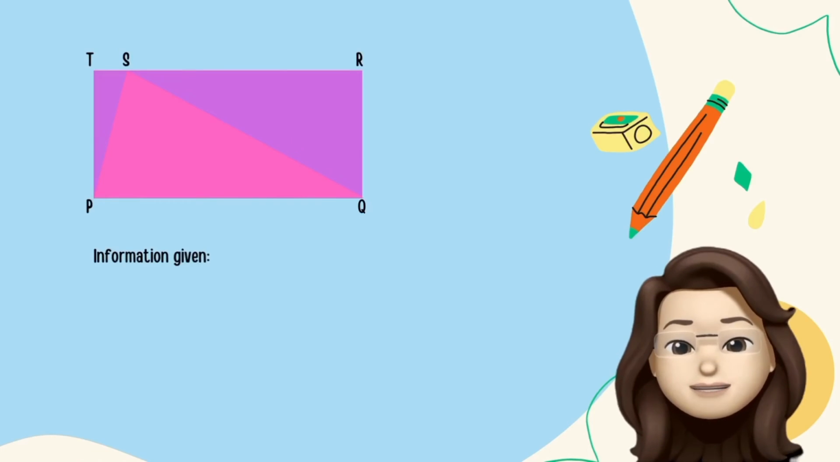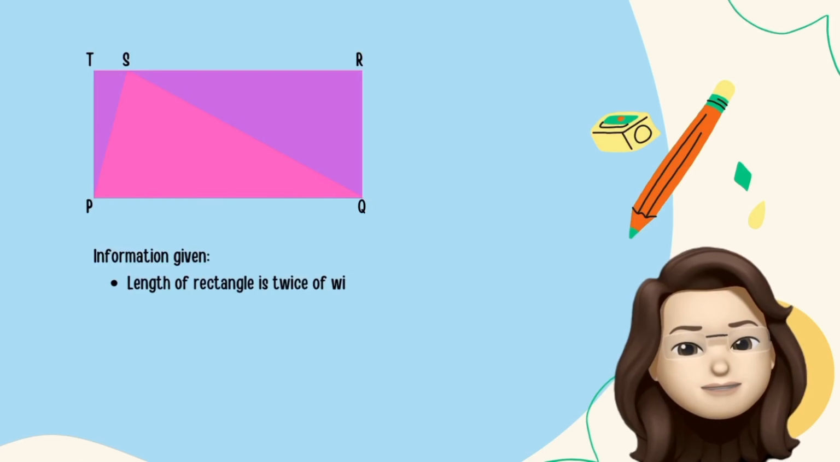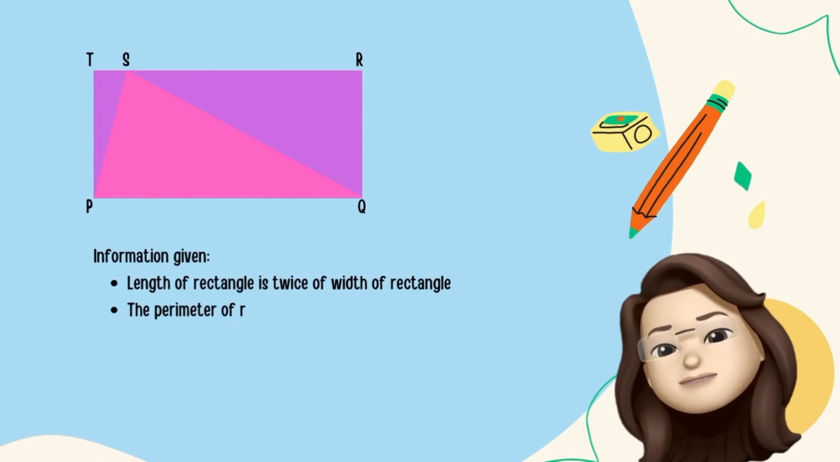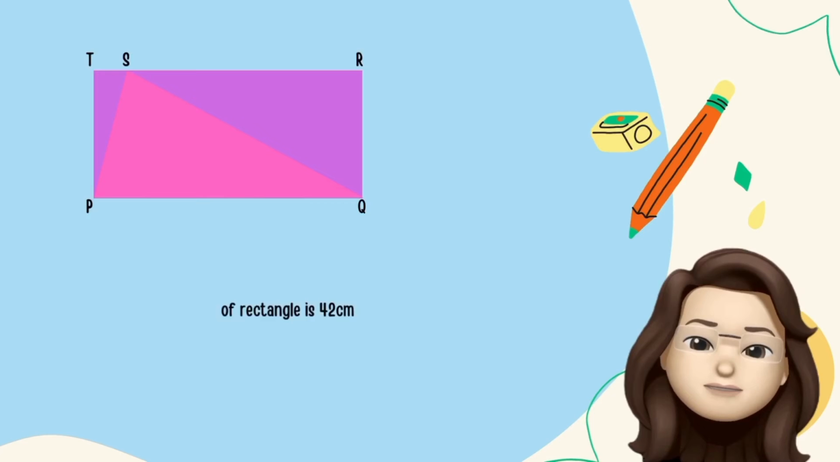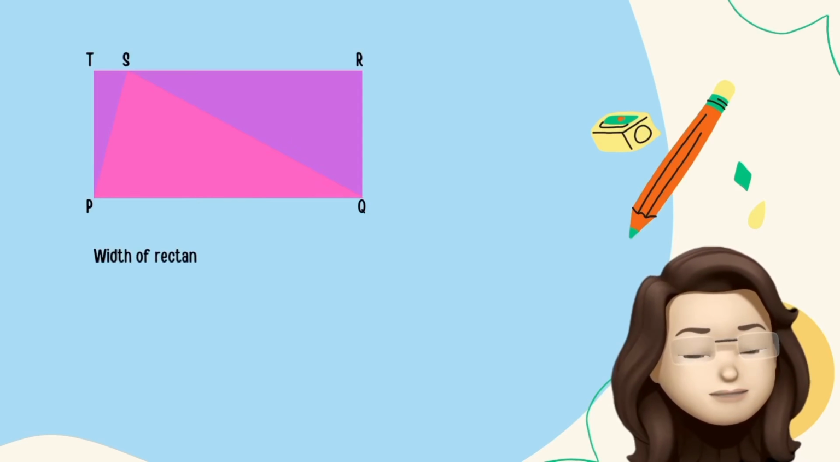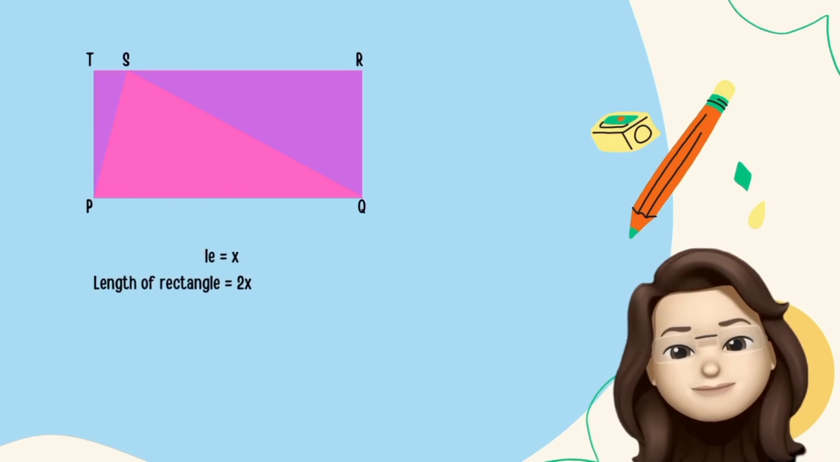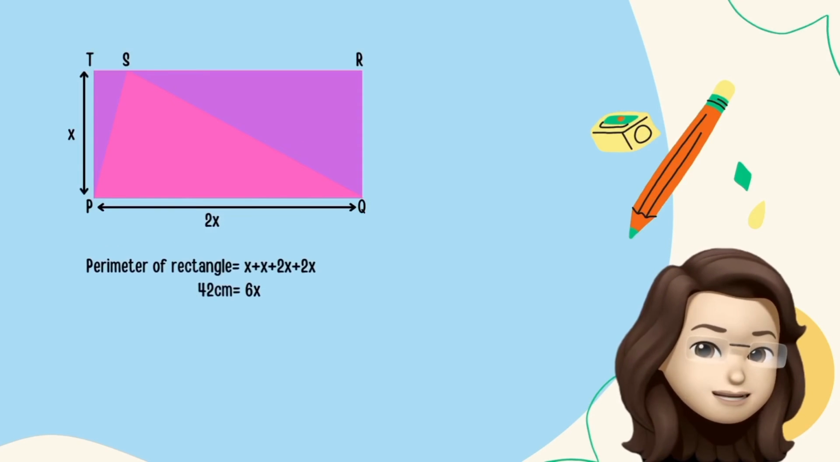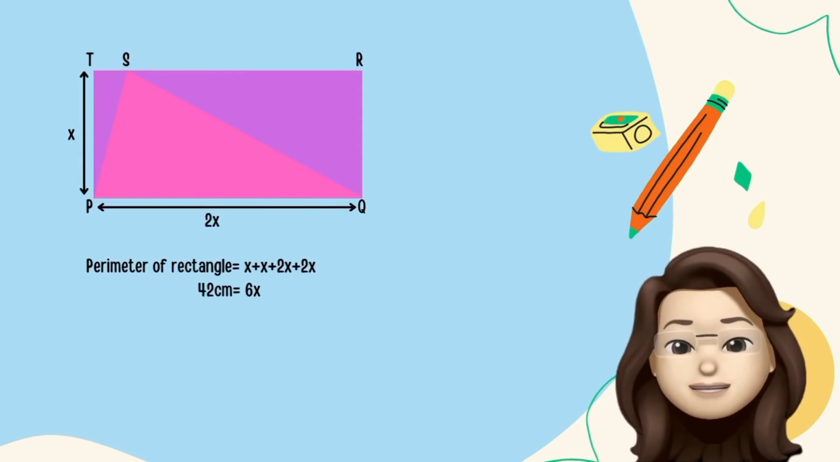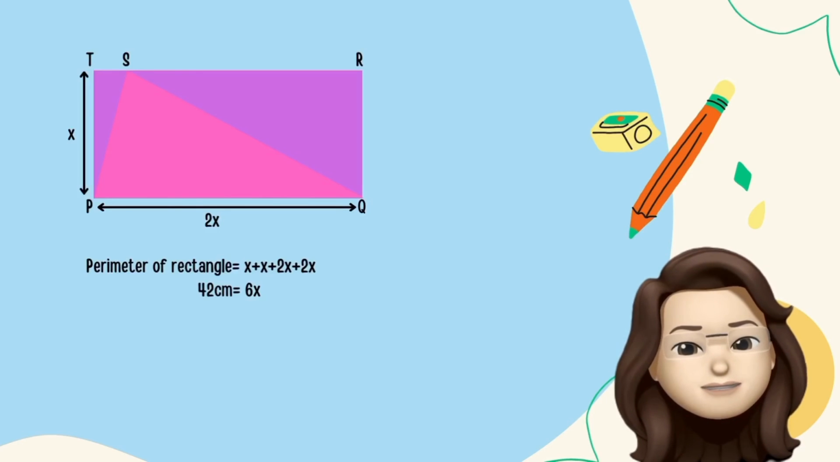From the question, there is some information given, which is that the length of the rectangle is twice the width and the total of perimeter is equal to 42 cm. So let the width of the rectangle be x, so the length of the rectangle will be 2x. The formula of perimeter is the summation of length and width. So x plus 2x plus x plus 2x equal to 6x.